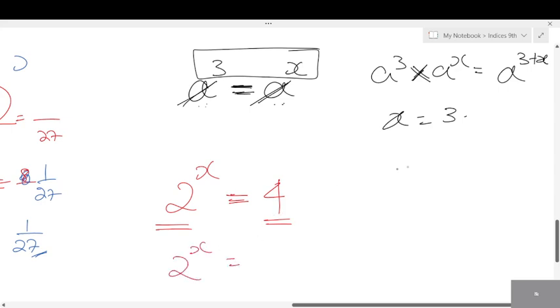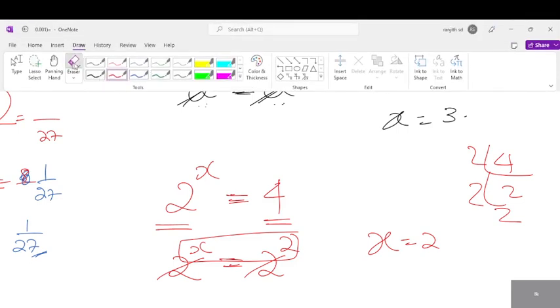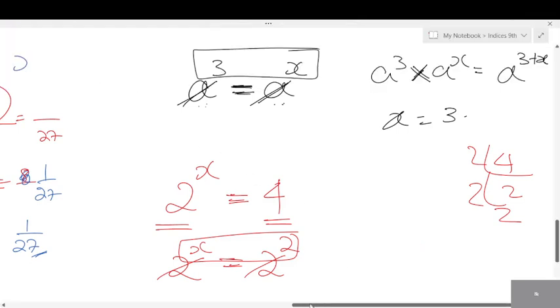How do you make this 4? Factorize 4. 2 into 2. What should I write? 2 square. Bases are same now. If the base is same, what should I do, students? Compare the powers. Base is same. Compare the powers. The value of x is equals to 2. Is this clear? All of you understood?